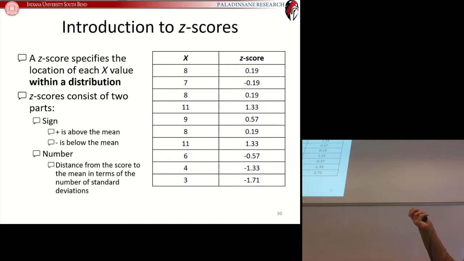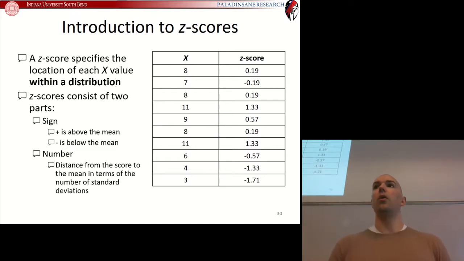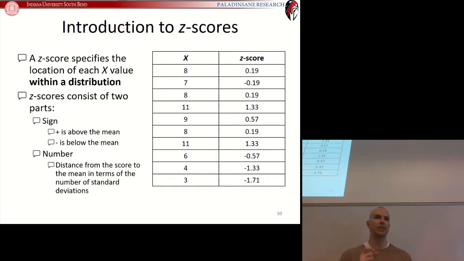On the other hand, this 0.19, again, a score that's above the mean, but it's only 19% of a standard deviation above the mean. So these z-scores scale all these scores in terms of the variability, in terms of the standard deviation of the original distribution, so that you know not only whether it's positive or negative, above the mean or below the mean, but you also know how many standard deviation steps there are to get to that particular score.